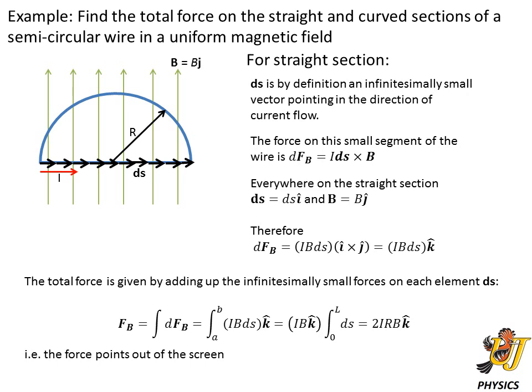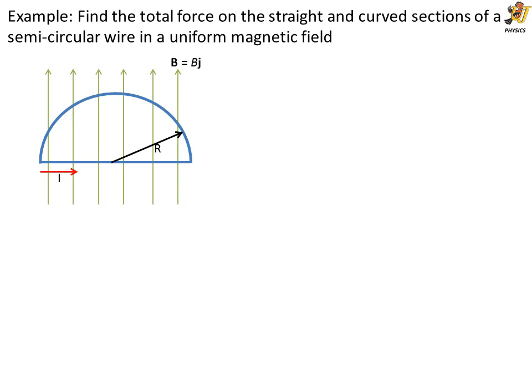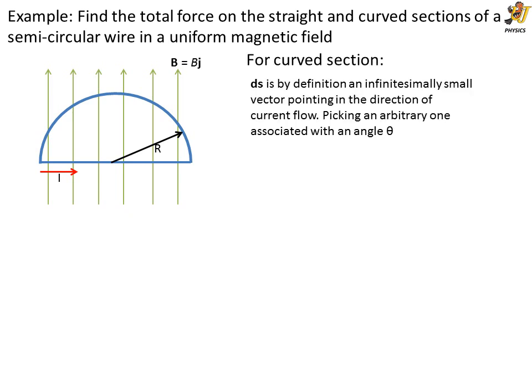We know if we calculate the integral of ds, so if we add up all the lengths of all the little elements ds, we must just end up with the length of the straight section of wire itself. The length of the straight section of wire is just equal to 2 times the radius of the circular section, which all together gives us the expression for the total force shown on the bottom of the screen. Therefore, we've got a force equal to 2 times the current times the radius times the magnetic field magnitude pointing out of the screen. For the curved section of wire, the calculation now becomes more complicated.